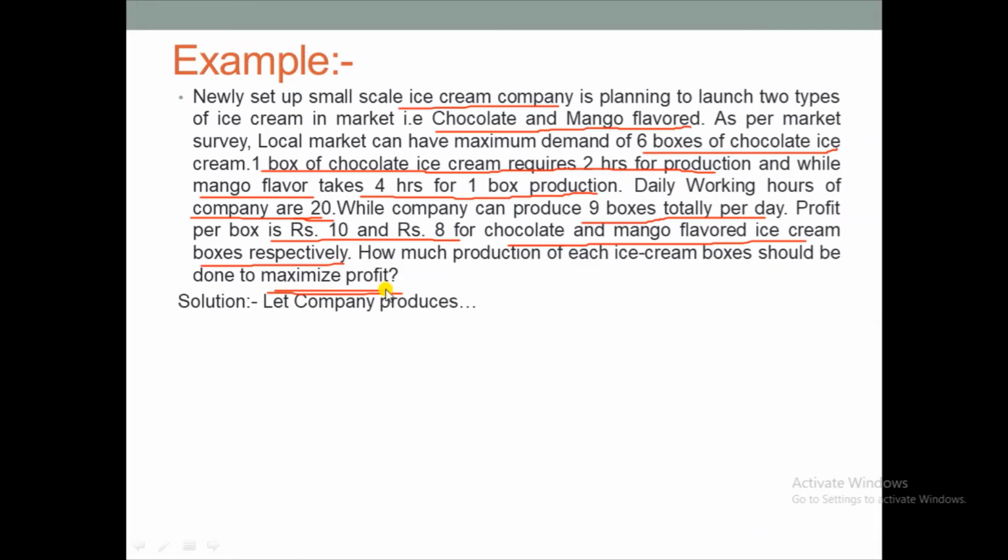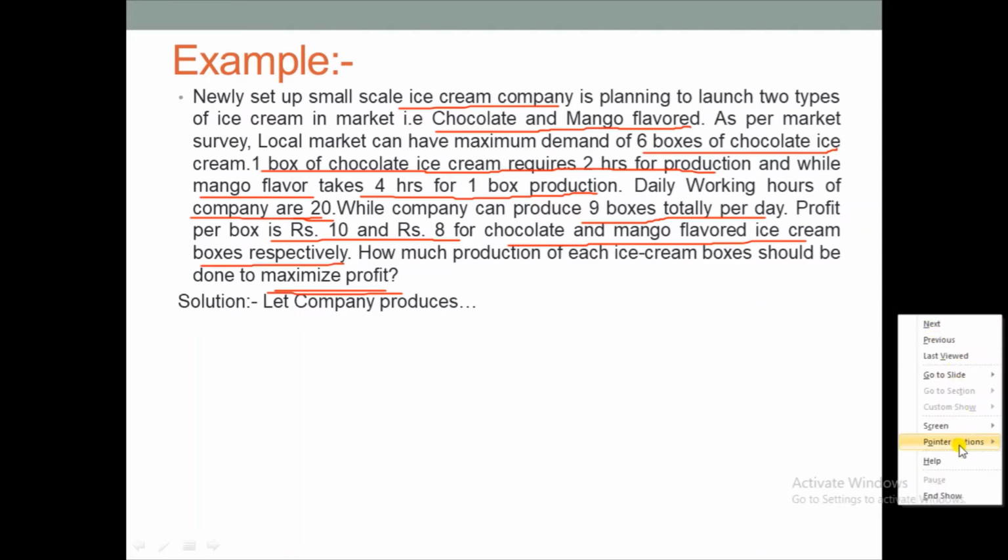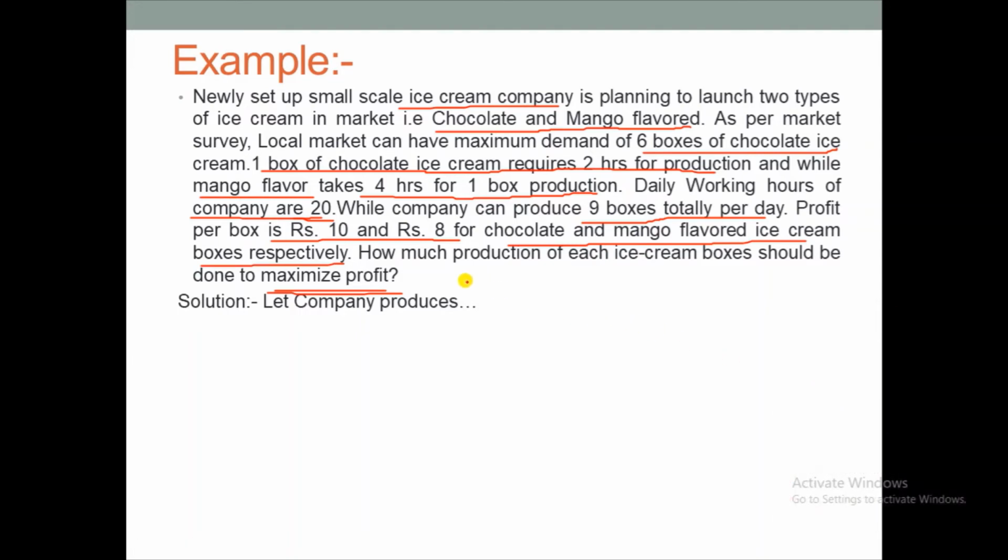First of all, we have to understand what is the objective of the particular problem. Mostly the objective is specifically given in the problem. This is the data that we are having. Now looking at the data, we will get a clear picture of the objective. The company wants to maximize the profit by production of chocolate and mango flavored ice cream. So the simple objective function is maximization of profit.